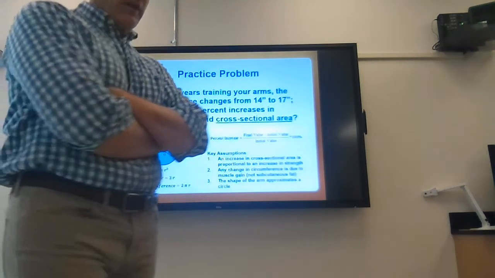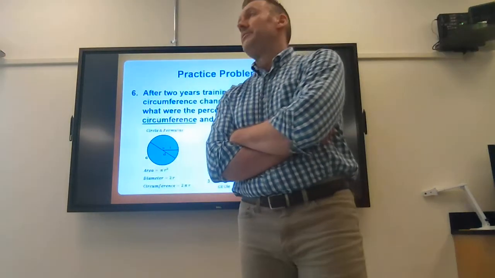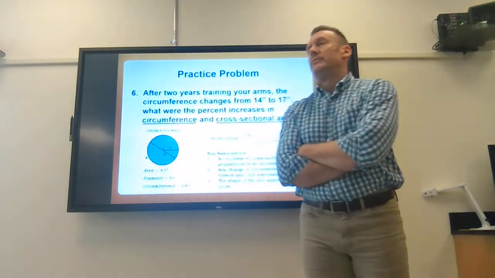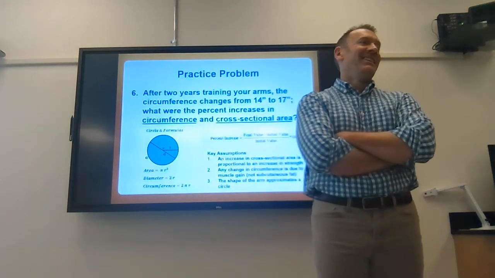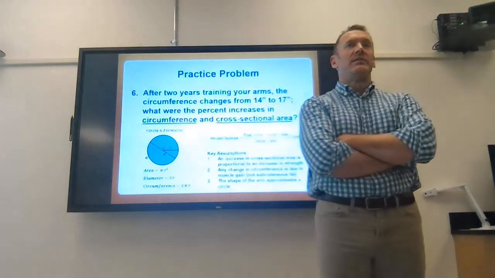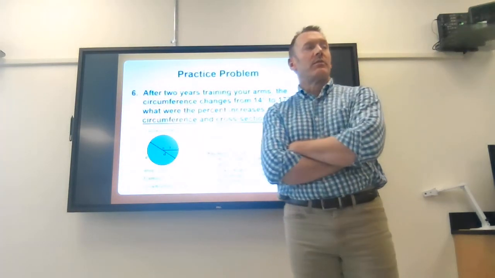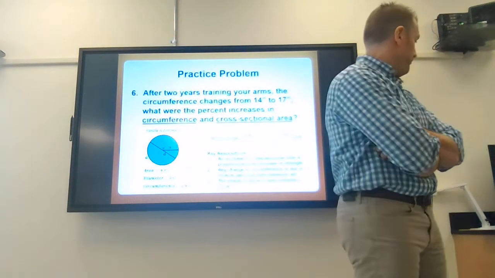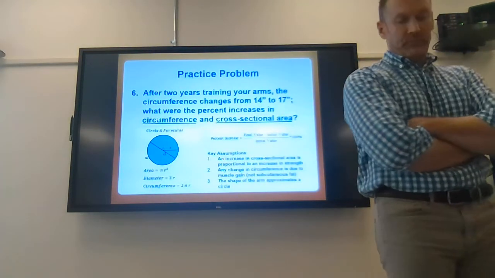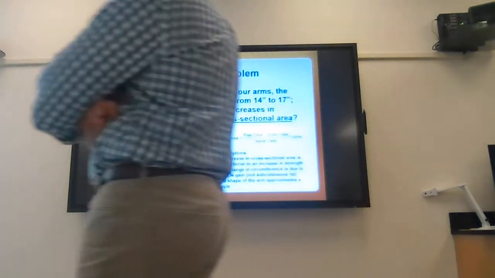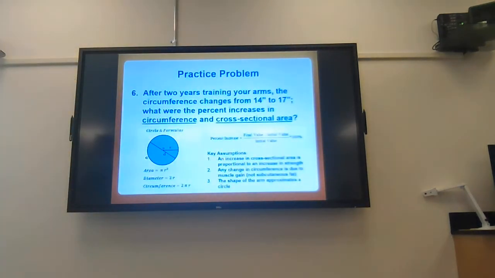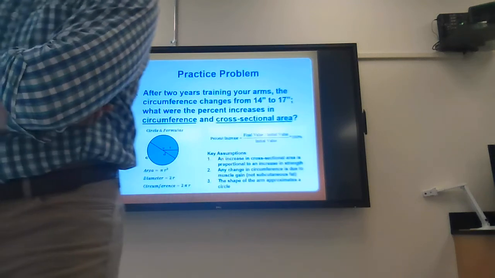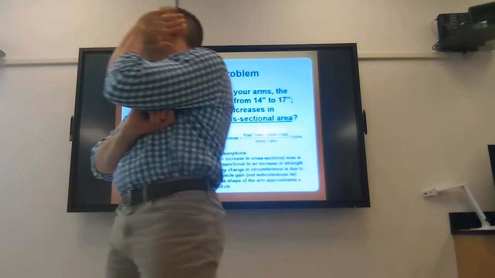So what's the cross-sectional area of a 14-inch arm? 15.61. Logan, you're on it today. Good. That's right. 15.61 inches squared. And solve for the cross-sectional area of a 17-inch arm. 23.06. Okay, good.